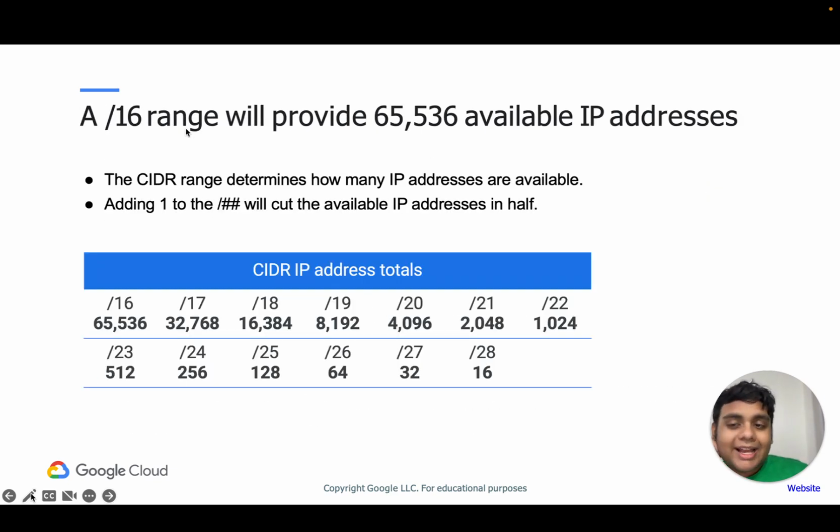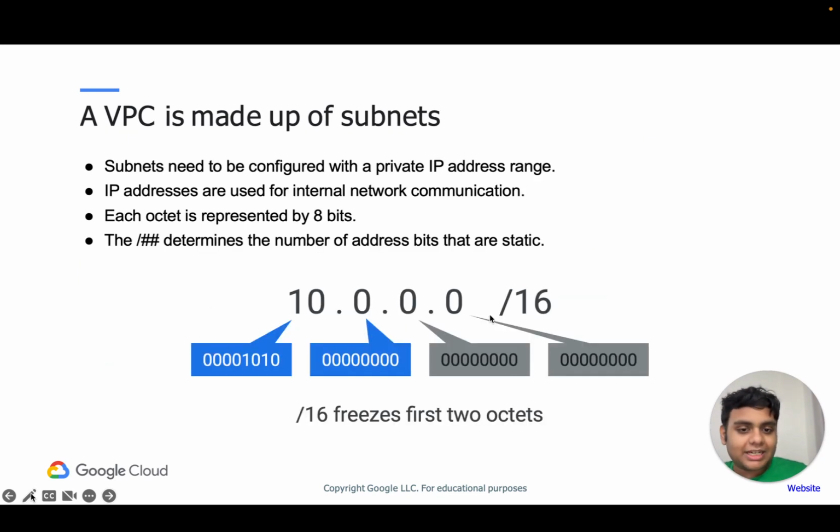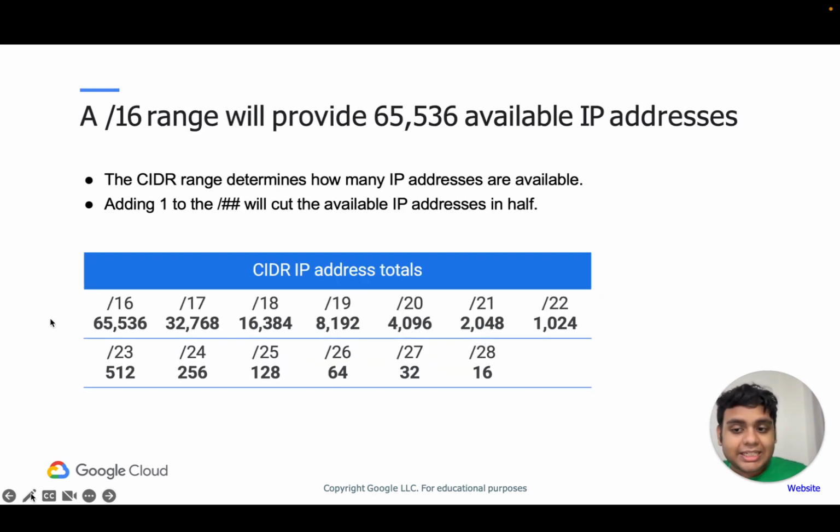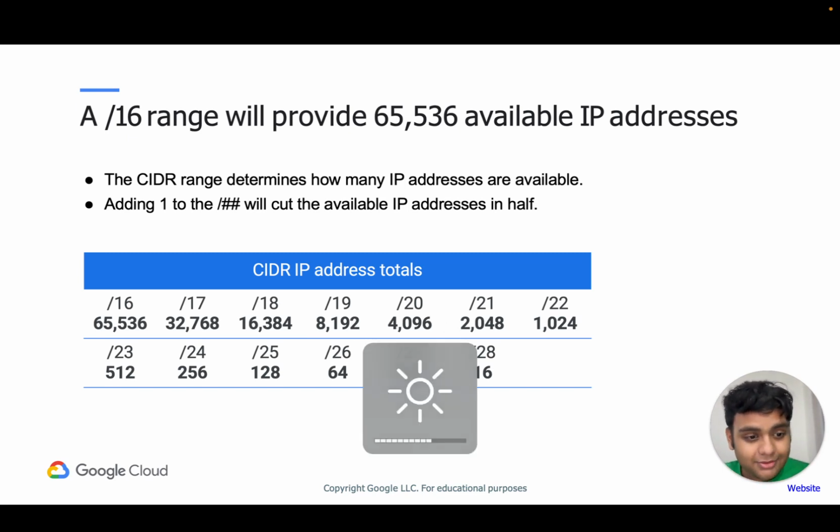Now a /16 range will provide 65,536 available IP addresses, right? This is a CIDR range and it determines how many IP addresses are available. If we go with a subnet that has /16, that means we can get up to 65,536 IP addresses. And every one you add, like 16, 17, it gets halved. So 16 gives 65,536, then 32,768, then 16,384, and so on. So every one you add to this, it gets halved, right?